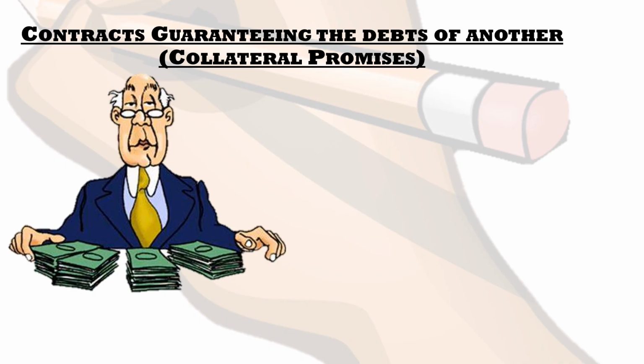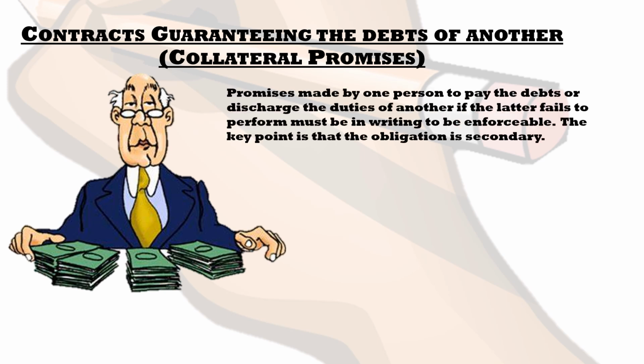Next, we have contracts guaranteeing the debt of another, also called collateral promises. Promises made by one person to pay the debts or discharge the duties of another if the latter fails to perform must be in writing to be enforceable. The key point is that the obligation is secondary, right? Well, what does that mean? That means that you're not a primary party to the contract, nor do you benefit directly from the contract. You're just trying to help out your friends by saying, if he doesn't pay his mortgage, I will.